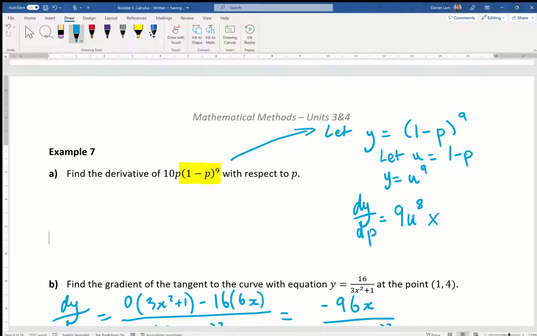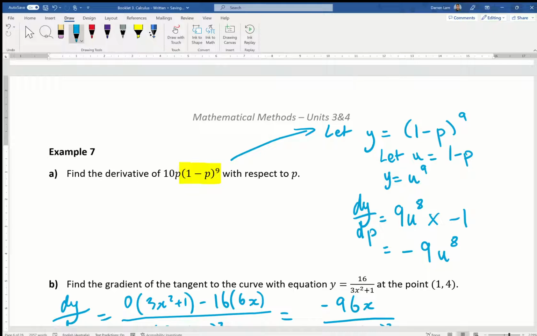So now to find du/dp, it's derive the function of u in terms of p, correct? So the derivative of the function of u in terms of p is just going to be -1, because I'm deriving 1 minus p in terms of p. Of course, 1 becomes nothing, negative p becomes -1. So the derivative of (1 minus p) to the power of 9 is going to equal -9u to the power of 8. But there is an issue.